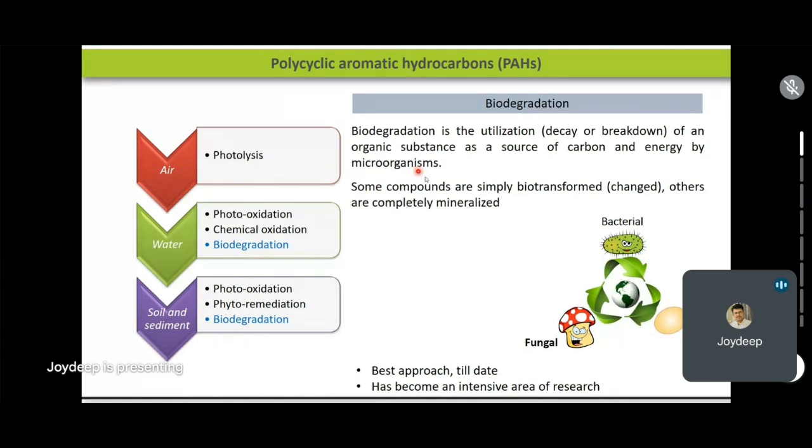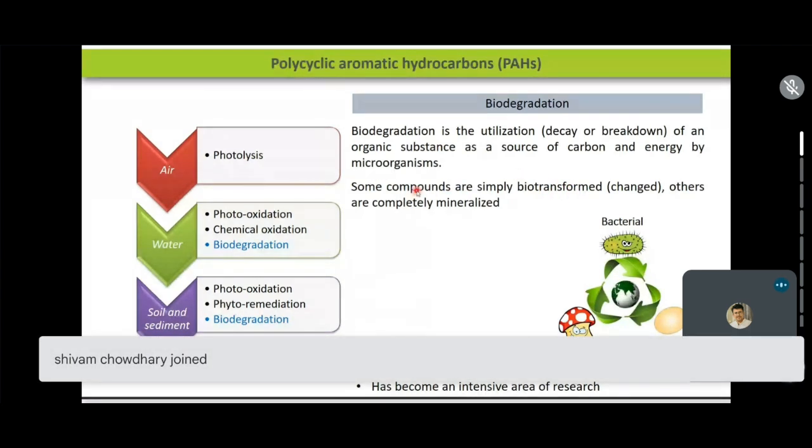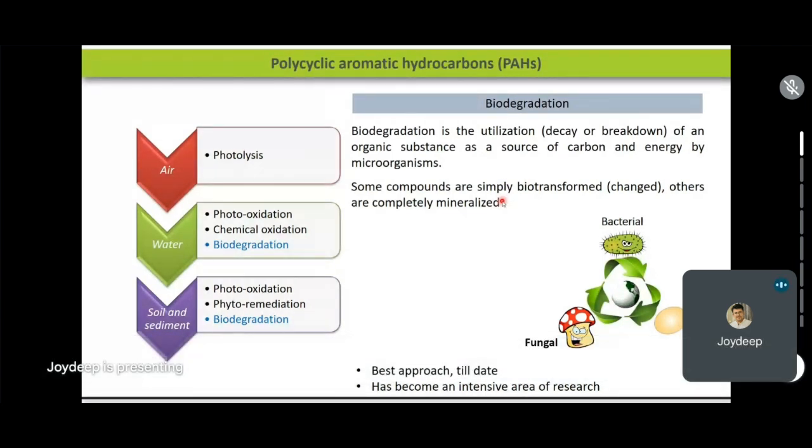So some compounds can be simply biotransformed. That is, they can change from one form to another form, and there are certain compounds which can be completely mineralized. That is, they can be broken down into carbon dioxide, water, and these kind of byproducts, which go back into the environment. This is most desirable, when the compound is getting completely mineralized, because if a compound is getting biotransformed, there are chances sometimes that the transformed compound might also have some different kind of toxicity. In certain cases, these can even be more toxic than the parent compound. So, but anyway, there are two different fates of these aromatic hydrocarbons.